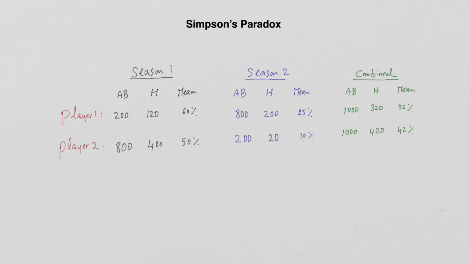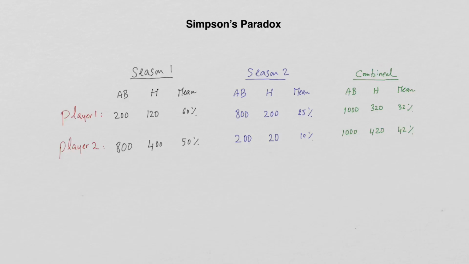Once again, player 1 has a better batting average. So player 1 has a better batting average during season 1, and player 1 again had a better batting average than player 2 during season 2. So clearly this guy did better during both seasons.